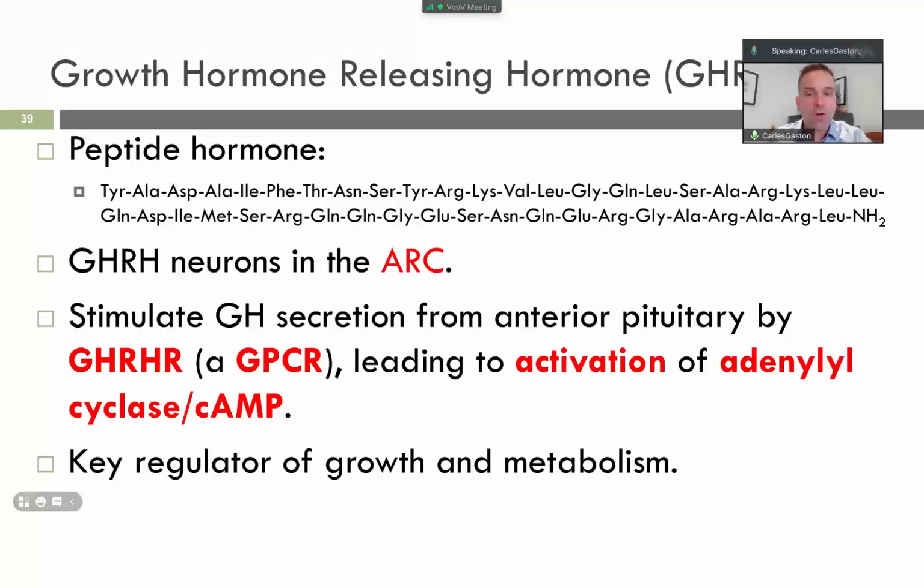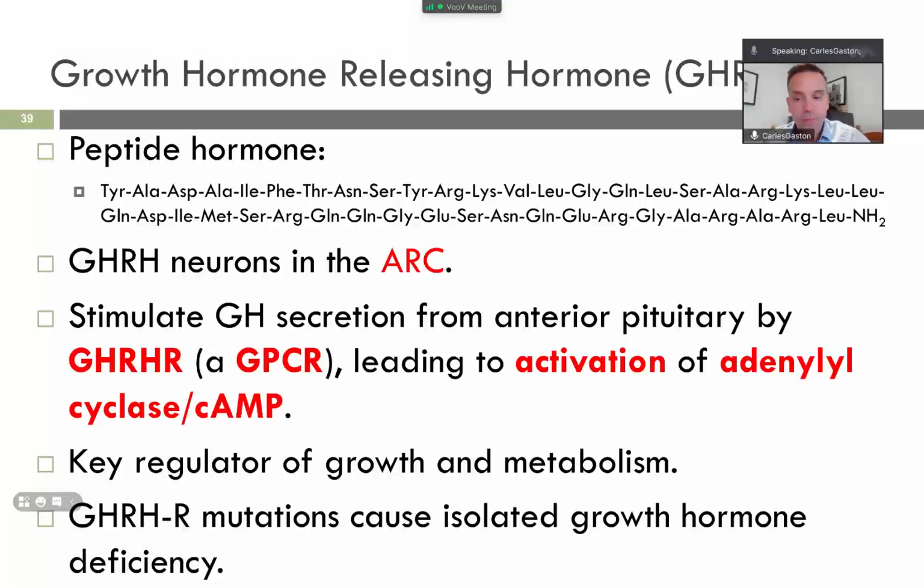And what is linear growth? This is us growing in height. So it acts on the bones and the cartilage and the growth cone for us to grow, but it's also very important in metabolism. Growth hormone releasing hormone mutations were the first identified as an isolated growth hormone deficiency, and it leads to severe dwarfism. And in genetics, a diagnosis is very important.